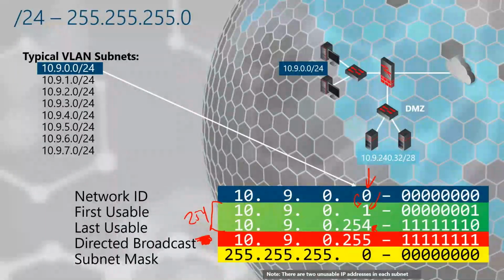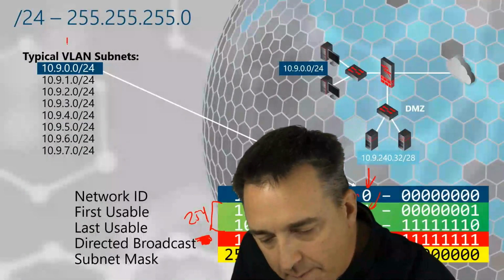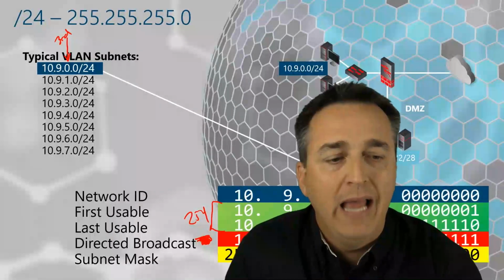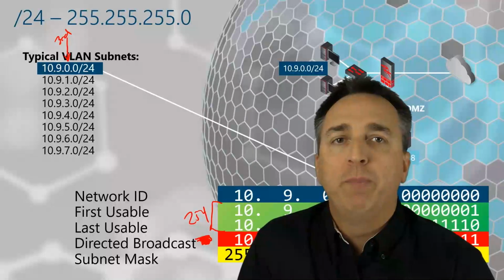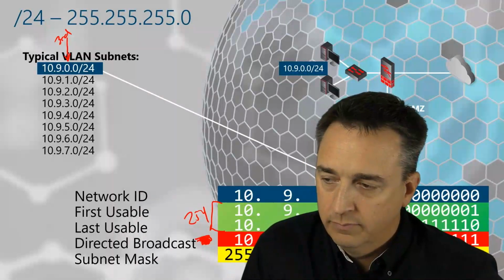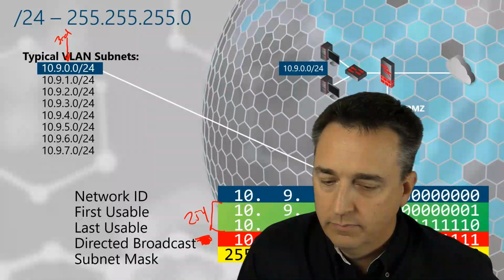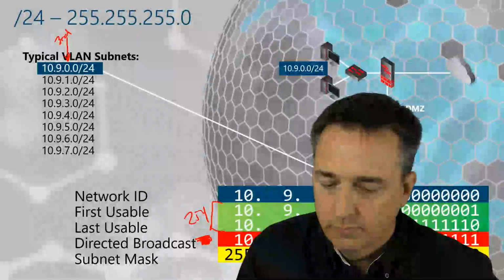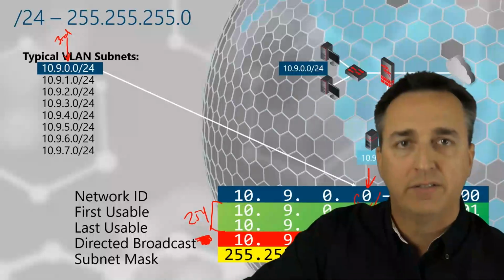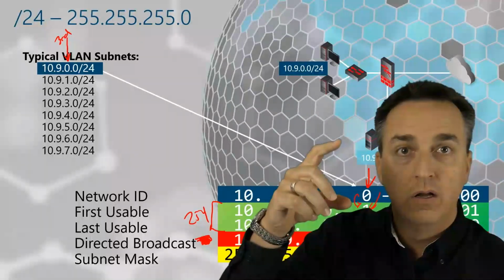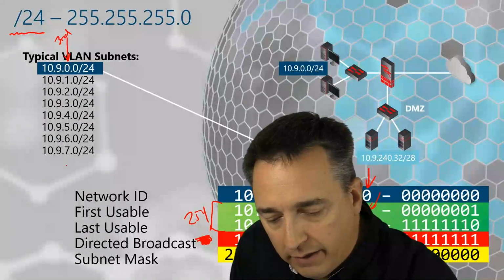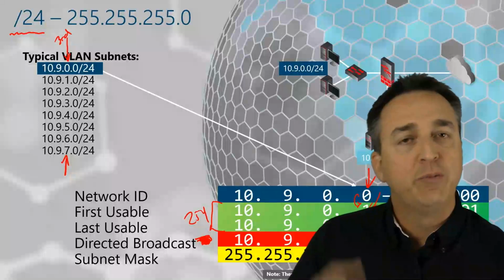Now, another thing I want to point out to you as we're standing here is take a look at the 3rd octet. Can anybody tell me what we're progressing by in the 3rd octet? What number are we progressing by in the 3rd octet? If I'm going from 0 to 1 to 2 to 3 to 4 to 5 to 6 to 7 to 8 to 9 to 10 to 11 to 12, we're progressing by 1. So whenever you have a /24, you're progressing by 1 in the 3rd octet.